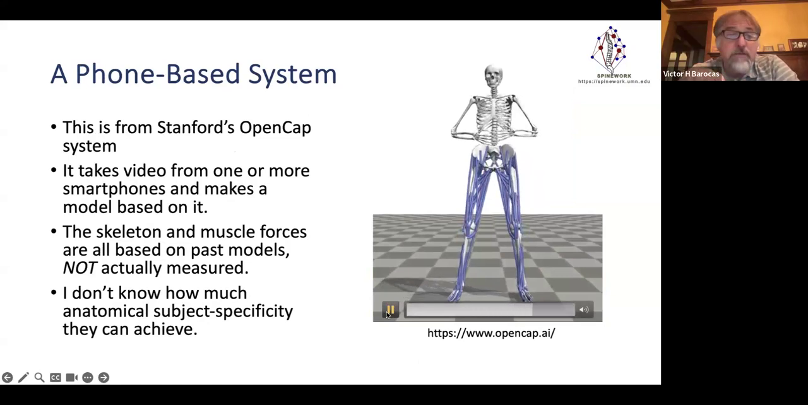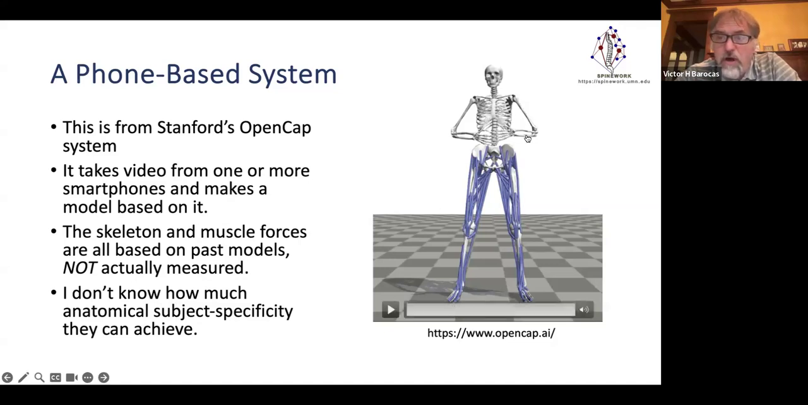And this was based on a video of the person. The skeleton in the video and the muscles that are drawn, those are all inferred based on previous models and analysis. There is no analysis of the motion other than, well, the hips have to get here, so the pelvis is going here. I do not know how well they can achieve anatomical subject specificity.